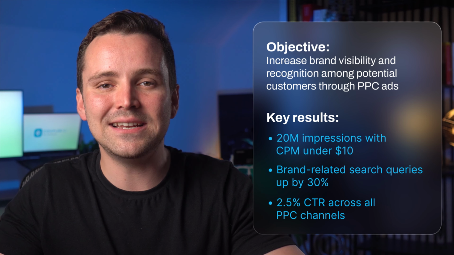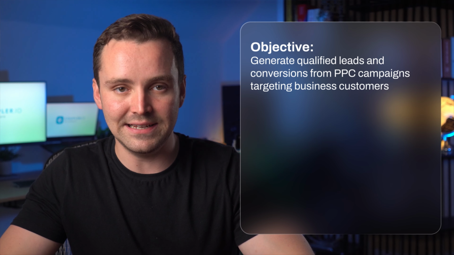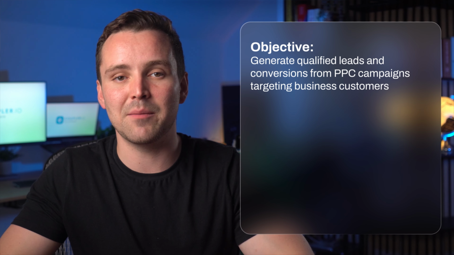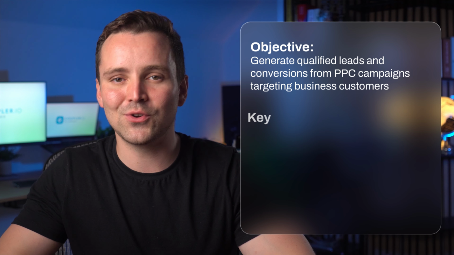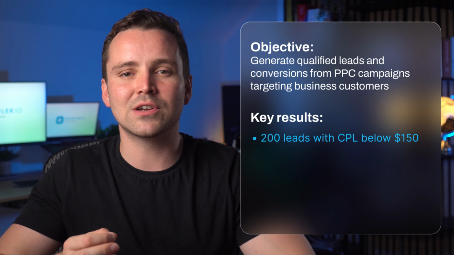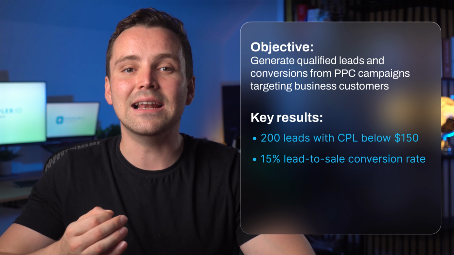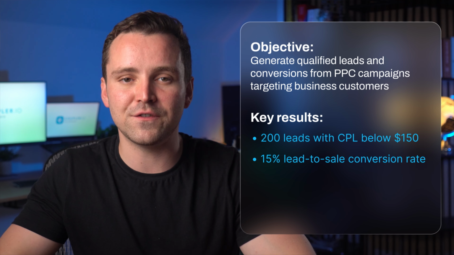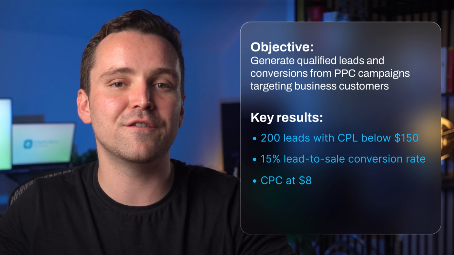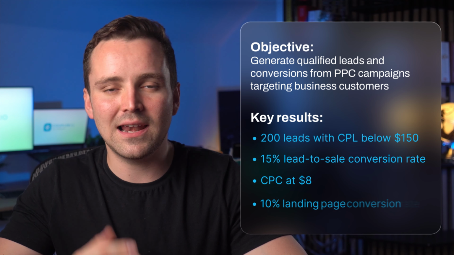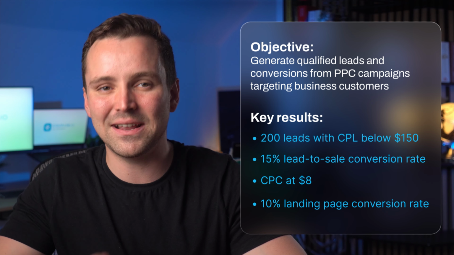Now let's talk about B2B lead generation. An objective could be to generate qualified leads and conversions from PPC campaigns targeting business customers. Here are some key results you could consider. Generate 200 leads with a cost per lead below $150. Achieve a lead-to-sale conversion rate of 15%. Maintain a CPC of $8 or lower for cost-effective lead acquisition. Achieve a landing page conversion rate of 10% through precise targeting and messaging.